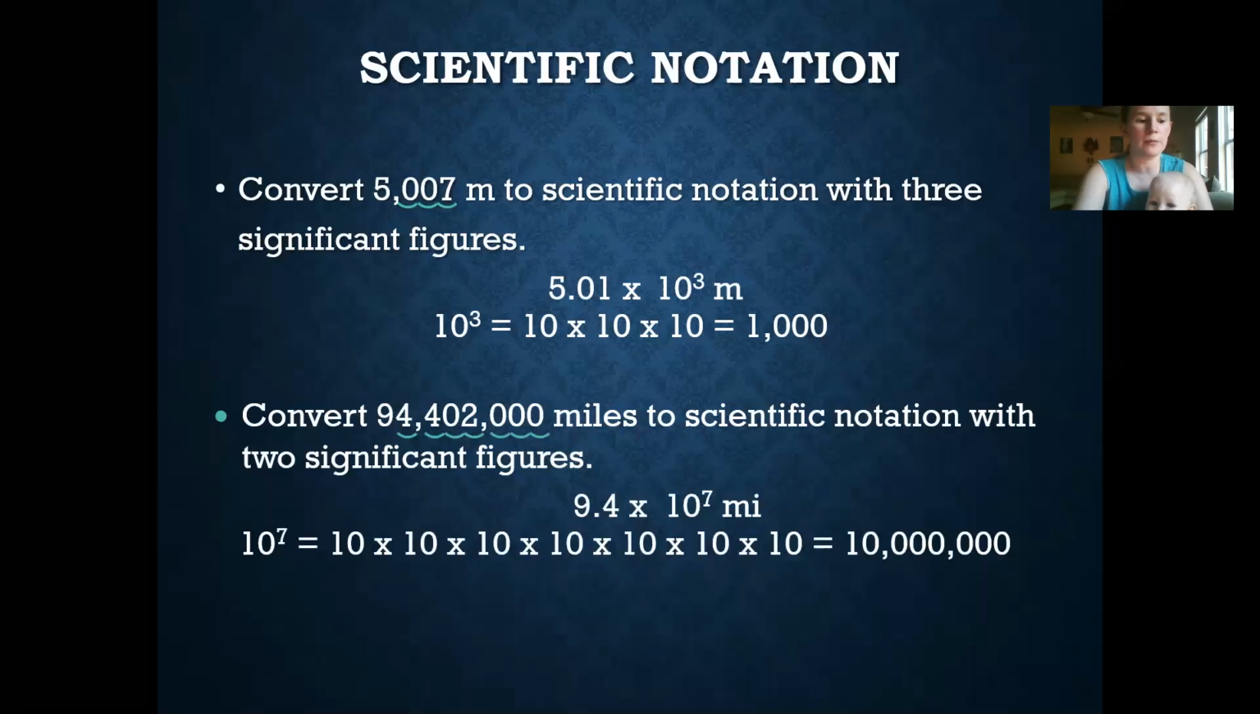So 9.4 times 10 to the 7th, which is 10 to the 7th is the same as 10 times 10 times 10 times 10 times 10 times 10 times 10, which is 10 million. But again, you can make it super simple by just counting how many spaces to move the decimal. And in this case, it's 7, 1, 2, 3, 4, 5, 6, 7 spaces. So you're going to multiply 9.4 times 10 to the 7th power.